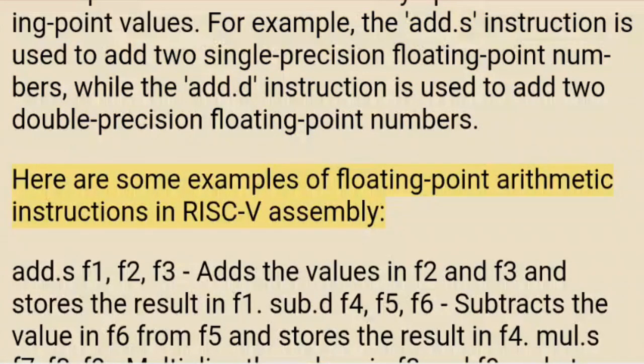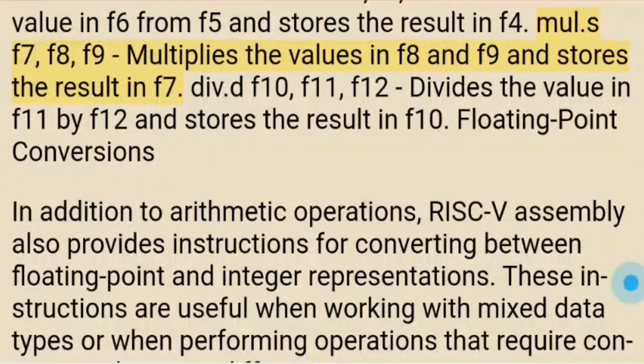Here are some examples of floating point arithmetic instructions in RISC-V Assembly. fadd.s F1, F2, F3 adds the values in F2 and F3 and stores the result in F1. fsub.d F4, F5, F6 subtracts the value in F6 from F5 and stores the result in F4. fmul.s F7, F8, F9 multiplies the values in F8 and F9 and stores the result in F7. fdiv.d F10, F11, F12 divides the value in F11 by F12 and stores the result in F10.